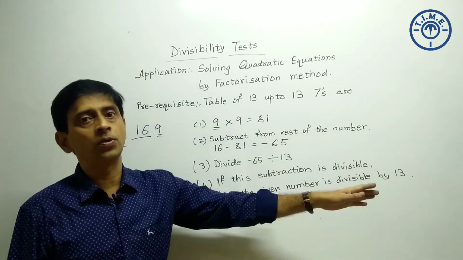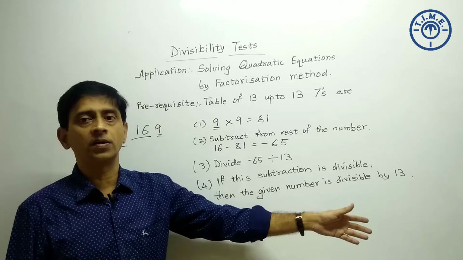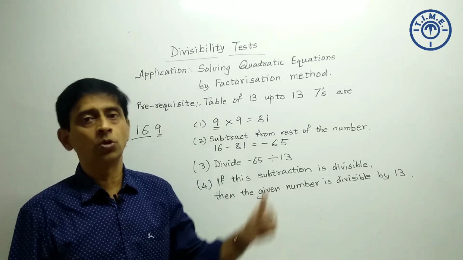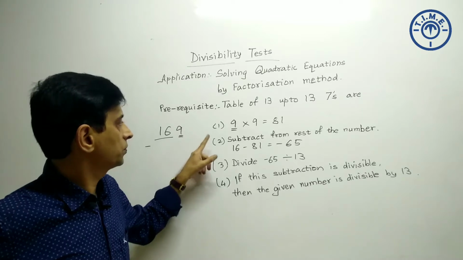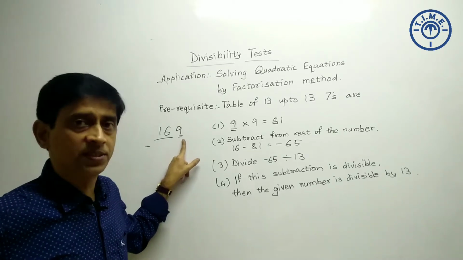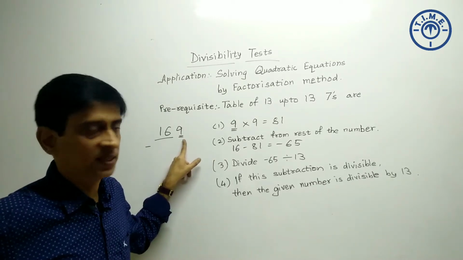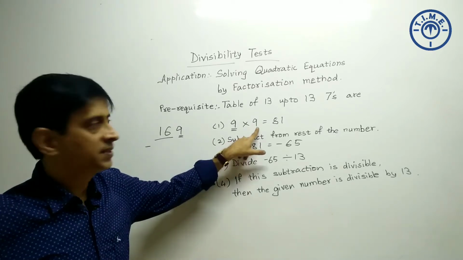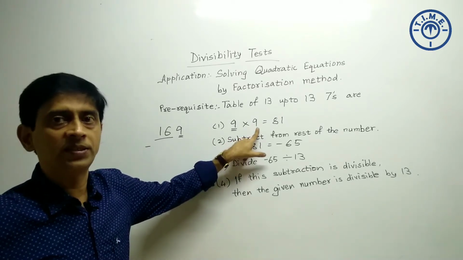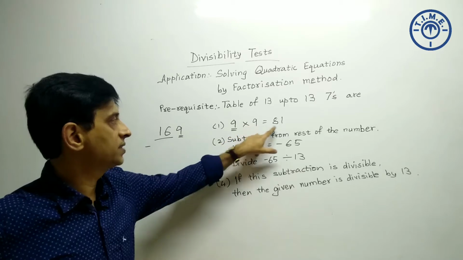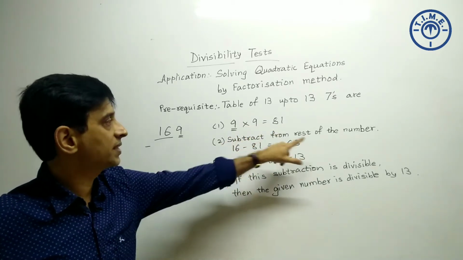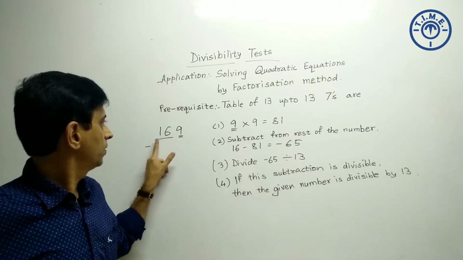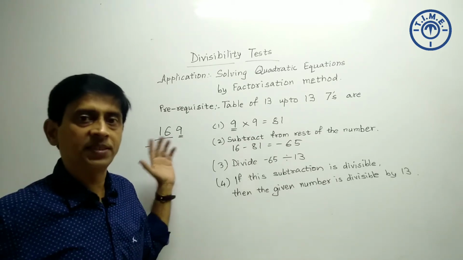I'm sure you being students of secondary school, you will know this table. Let's take a number 169. So what you have to do, you have to take the units place digit of this number, that is 9, and multiply it by 9. This 9 is the fixed part of the divisibility test. So the answer is 81. Now you have to subtract this 81 from the rest of the number, that is 16.